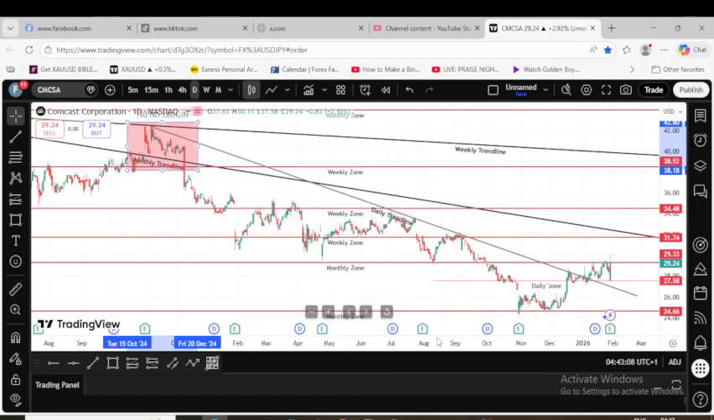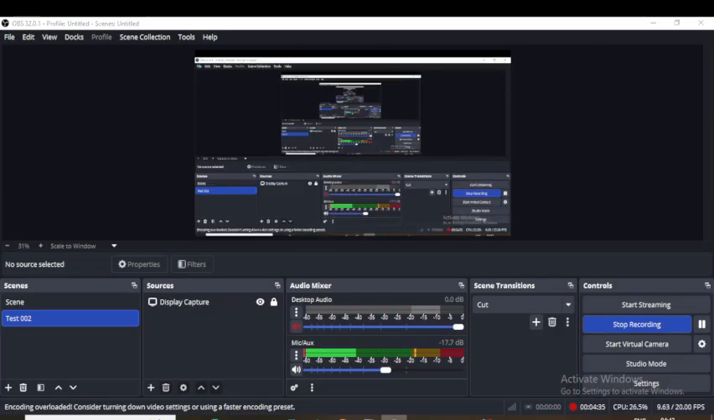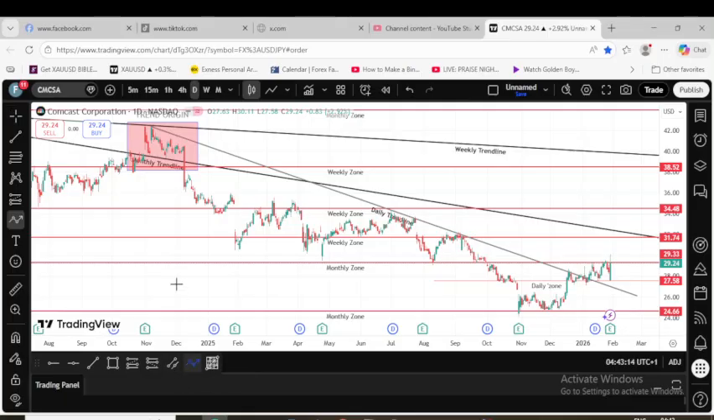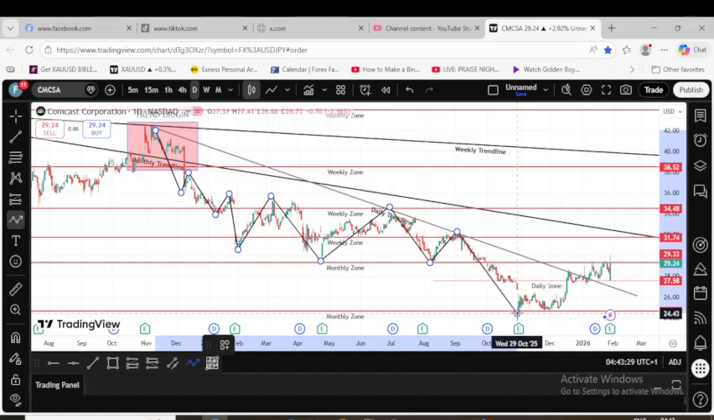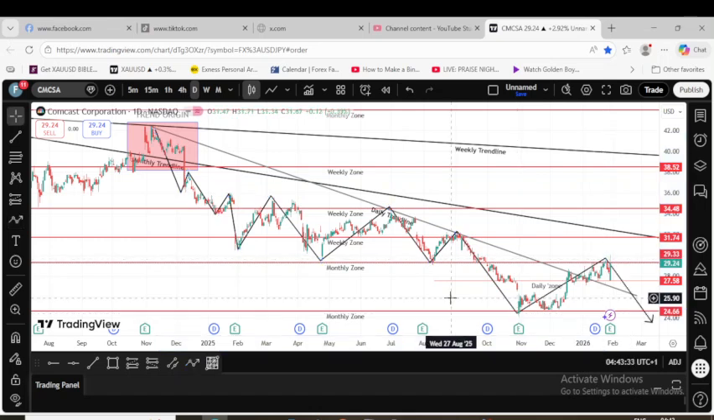Now that we've identified our trend origin, the next thing to do is to identify our market structure. Price went like this: impulsive, correctional, impulsive, correctional, impulsive, correctional, impulsive, correctional, impulsive, correctional, impulsive, followed by correctional. So I should be expecting a new impulsive.